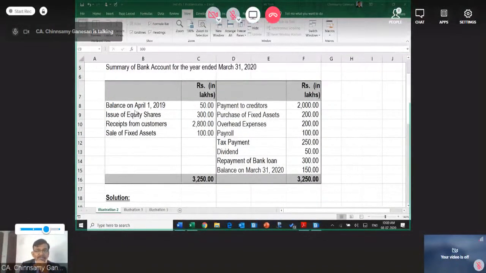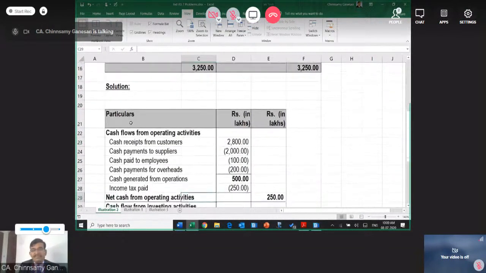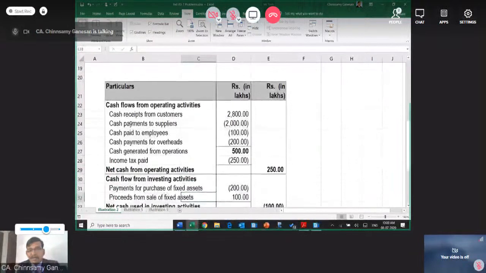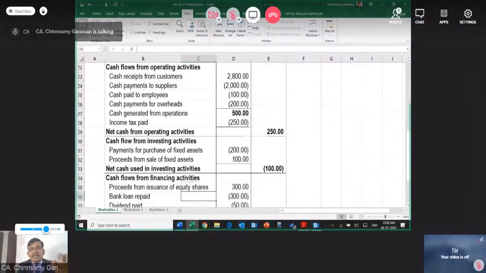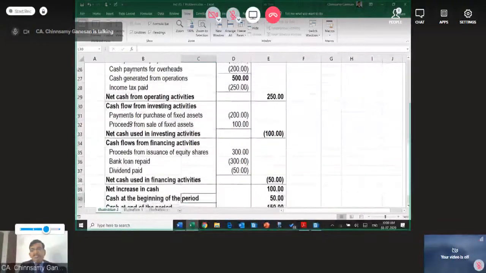What is the advantage of opening everything in one stroke? You will never make an error. If you are just trying to identify operating activities and then investing activities and then this, when you are going through the problem, some item you may miss. Whereas if you open everything, start posting everything one by one, straight away. Debit side is over, credit side is over. Then you have this total, right?